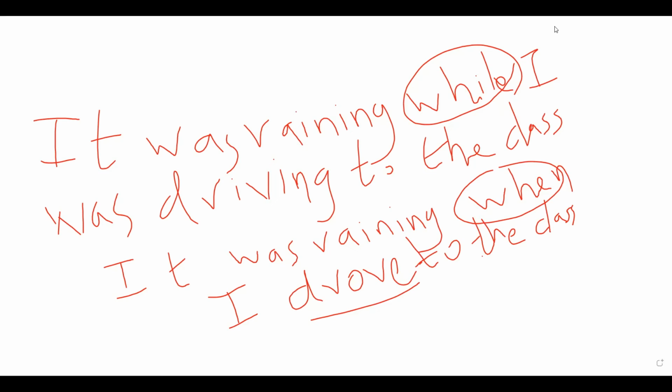So this tense takes place when two actions are happening at the same time. The raining and the driving happened at the same time. That's why we use the past continuous tense. Is that clear? Clear, sir. So can you tell me an example for this type of tense?